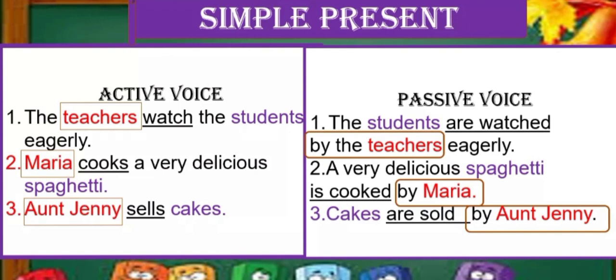The sentence in the active voice is: the teachers watched the students eagerly. So that is the sentence in the active voice. The subject is teachers, the verb is watch, which is in the simple present, and the receiver of the action is the students. Remember, you now make the receiver into a doer and the doer into a receiver when you change it into passive. Please take note, I have already made use of color coding for you to identify which one became the subject, the doer of the action, and what change occurred in the verb.